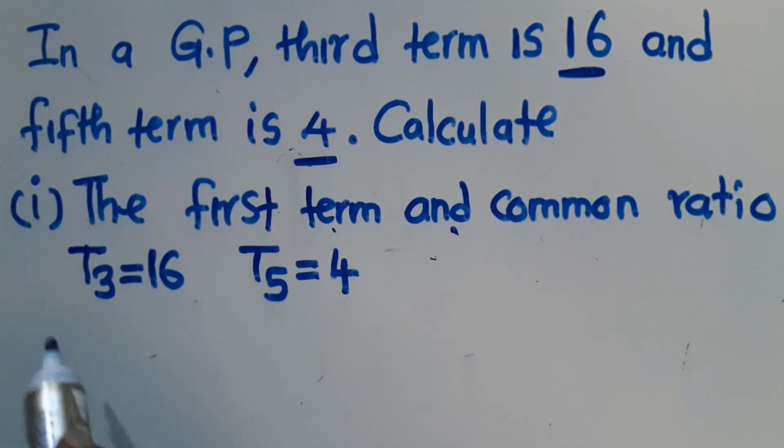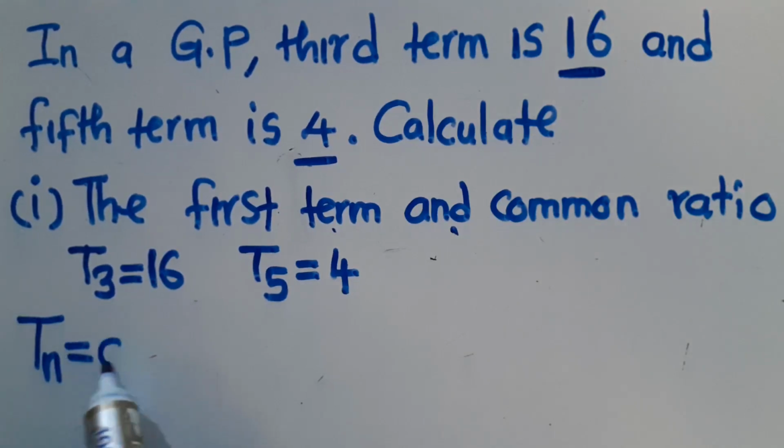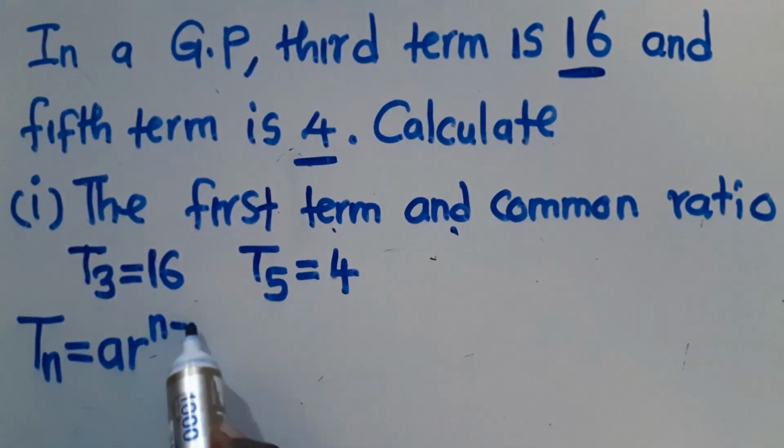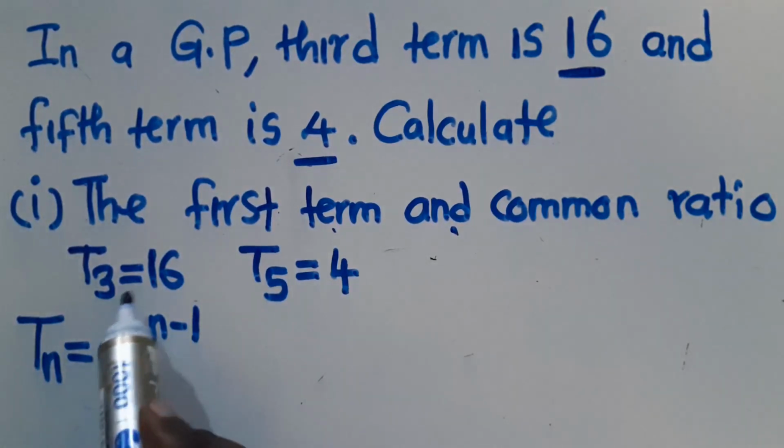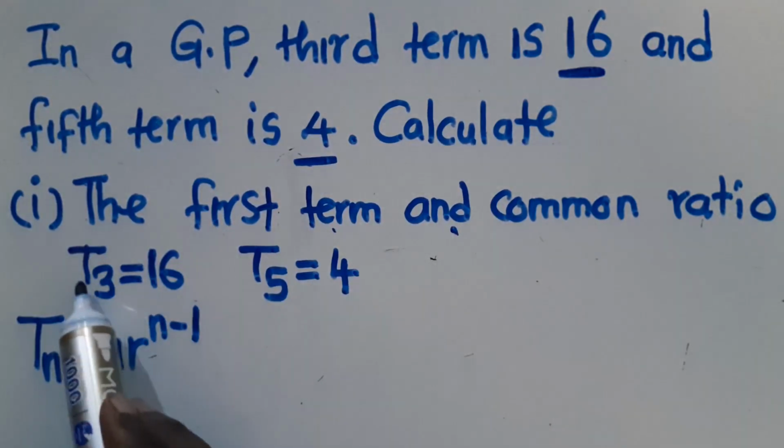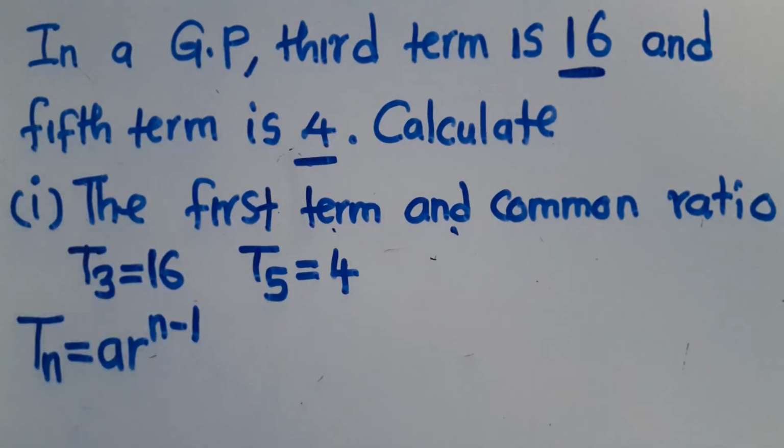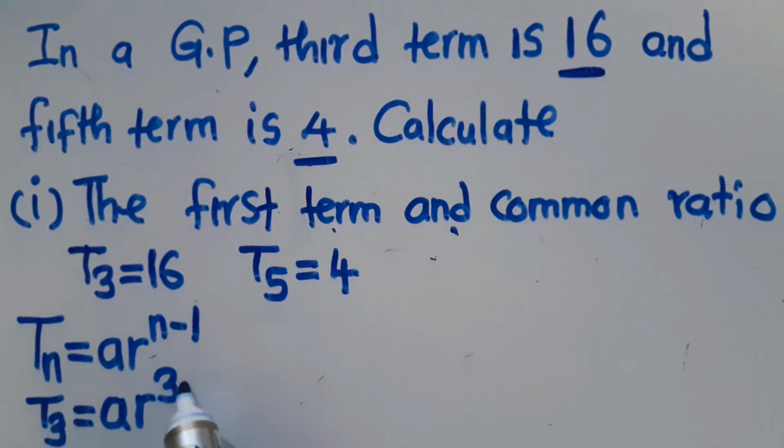So you do this. The formula for the nth term is T n equal to a r to the power n minus 1. I will start with this one. In this case, term number 3, meaning n is equal to 3. So T 3 is equal to a r to the power 3 minus 1. I don't know the first term, I don't know the common ratio, but I know the third term.